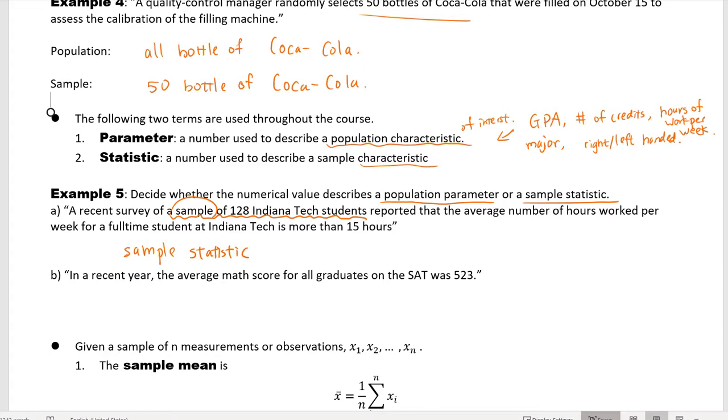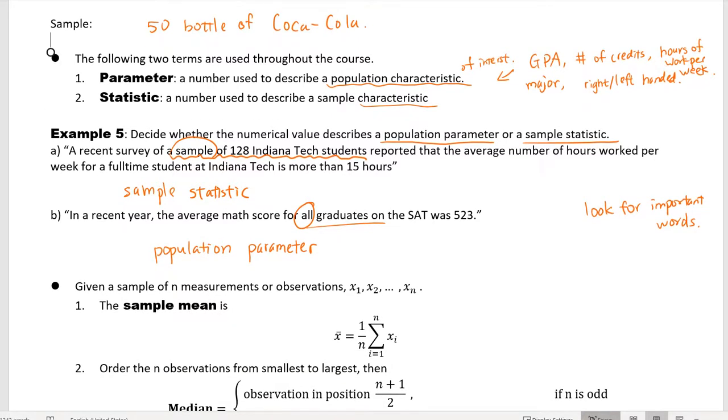Next, in a recent year, the average math score for all graduates on the SAT was 523. What's the keyword? All graduates. All. So this is the entire population. So this is population parameter. Okay, everyone? So we want to look for the important words, such as sample or all, okay? Let's continue.